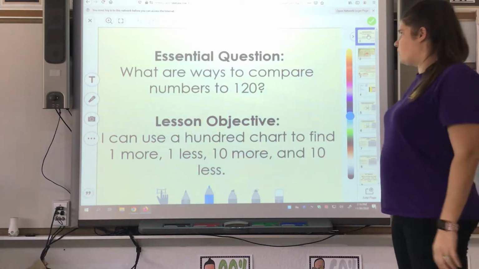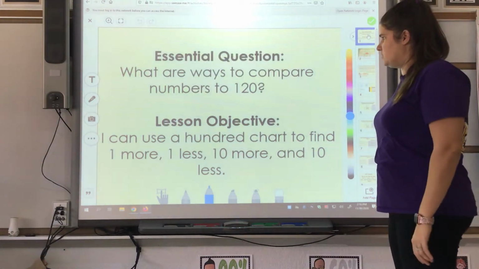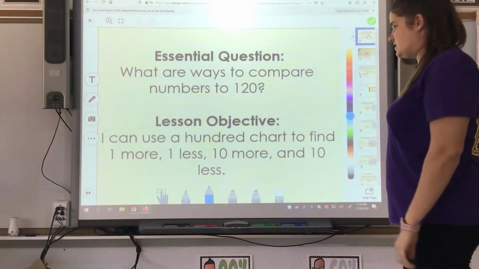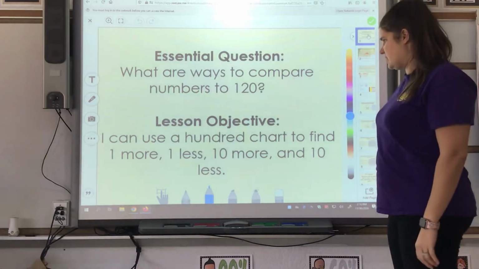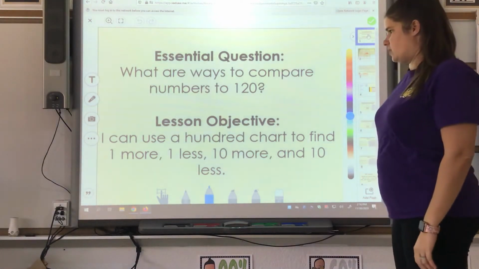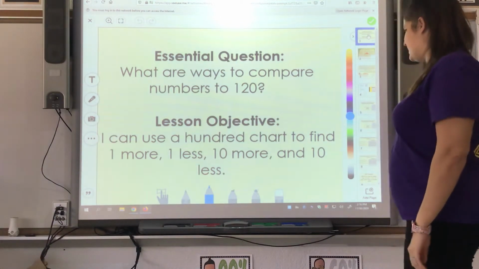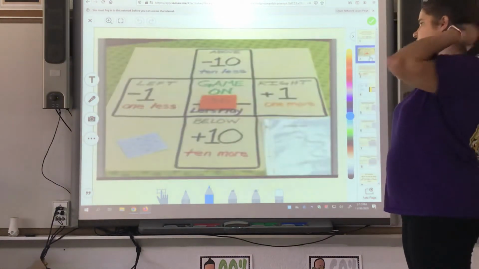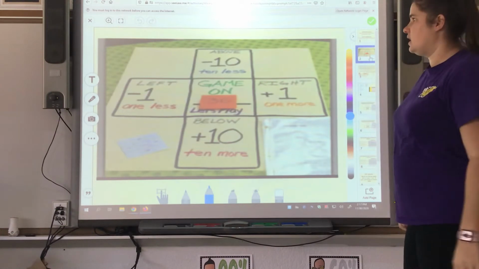Essential question: What are ways to compare numbers to 120? Our lesson objective, this is a review from yesterday. I can use a hundreds chart to find 1 more, 1 less, 10 more, and 10 less. We have an anchor chart.